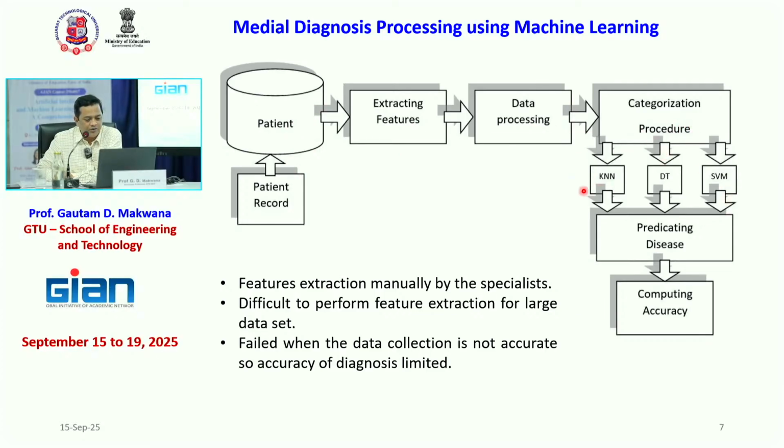These are the different kinds of machine learning algorithms: KNN, decision tree, and SVM. Based on these algorithms, you will get some predictions of the disease, and then it computes the accuracy of the models. And here, I already discussed the feature extraction done manually by the specialist.